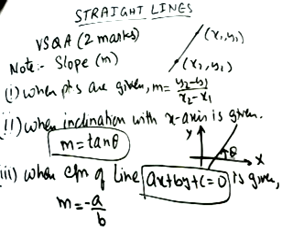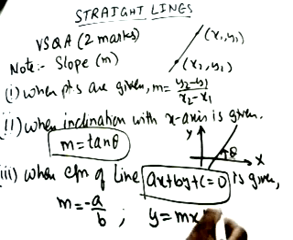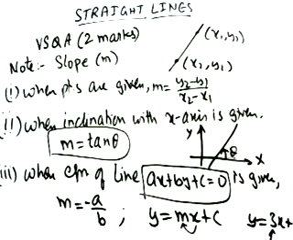And suppose we have the equation ax plus by plus c equals 0, then slope is given by minus a by b. Slope m equals minus a by b. Otherwise, if we have the standard form y equals mx plus c, then whatever the coefficient of x is, that is the slope. Suppose we have y equals 3x plus 4, then the slope will be 3. So these are the methods where we can find the slope.